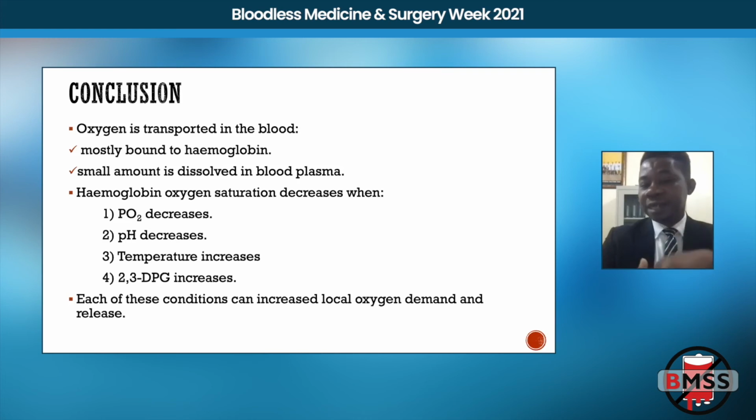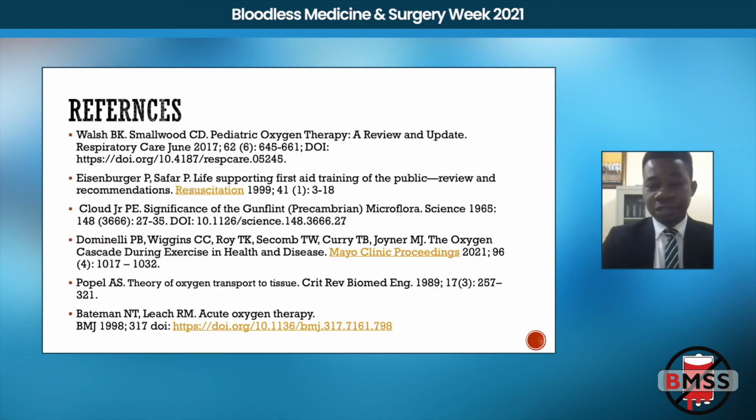And hemoglobin oxygen saturation decreases when the oxygen tension decreases, and also when the pH decreases, when temperature increases, and 2,3-diphosphoglycerate increases. So each of these conditions can increase local oxygen demand and make oxygen readily available to the tissues.